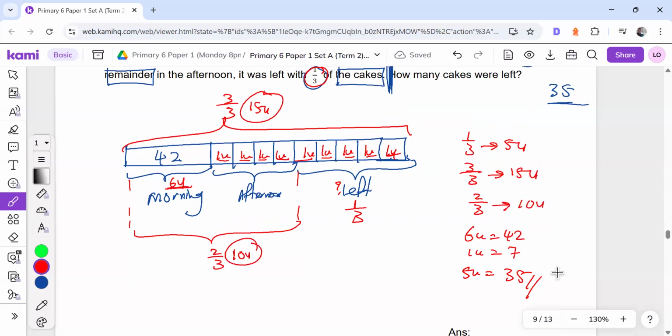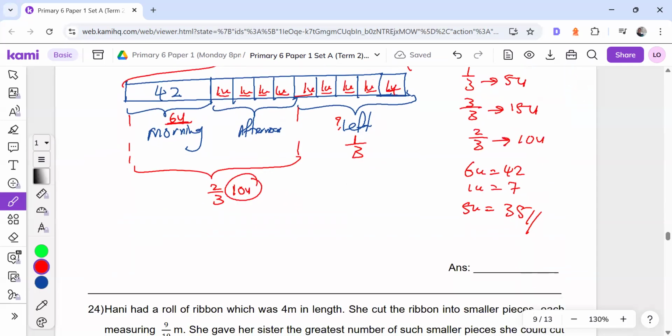Do you get 35? Anyone got the answer correct? Okay, not bad. But did you draw the model or did you not draw the model? Okay. For those who got it wrong, do you understand how to do it now? This is the model that you draw. All right. Okay, let's move on.